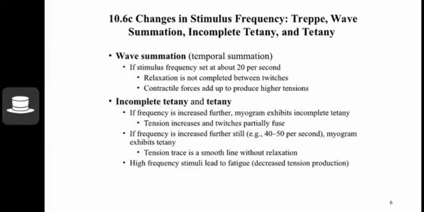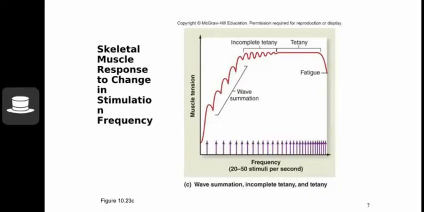Now, wave summation or temporal summation, temporal is time, is if we increase our stimulus frequency to over 20 times per second. So we're not able to relax between twitches. That's going to give us something called either incomplete tetany or complete tetany or fused tetany. So here's our incomplete tetany. As our stimulus causes the muscle to contract, we generate some tension, then it starts to relax, and we stimulate it again before it has a chance to completely relax, then our tension is going to increase from that point, and we kind of jump up this way.